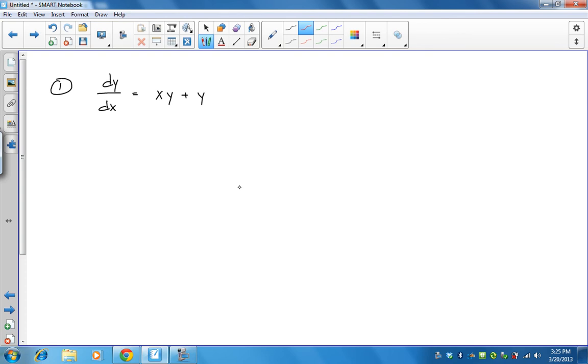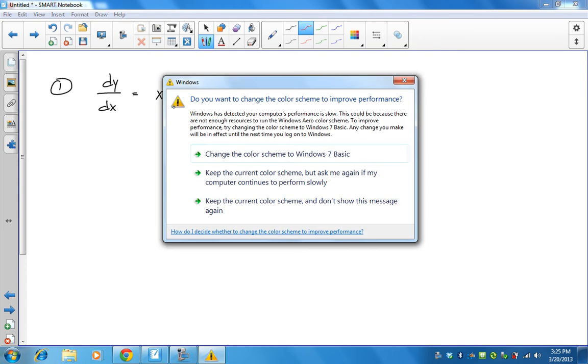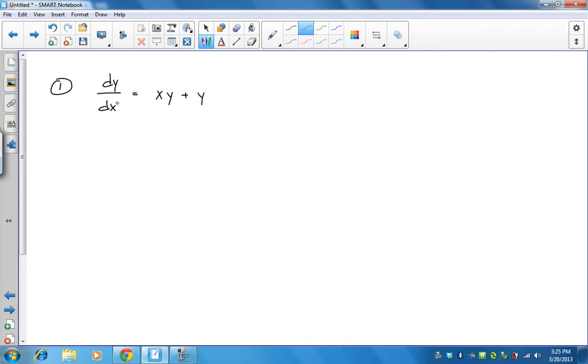So here are a couple of examples, and this one right off the bat, notice that this is xy plus y. It is not a function of x times a function of y, or a function of x over a function of y. So we're going to have to do a little bit of work to this to see if it can be separated. What I notice on this one is that I can actually factor a y out of the right side of the equation. So if I take a y out, that will be y times (x plus 1) equals dy/dx.